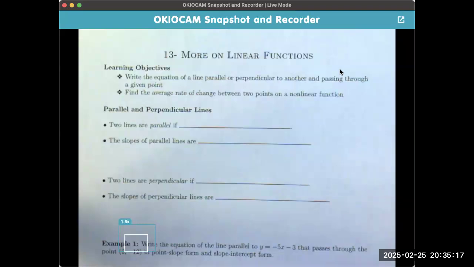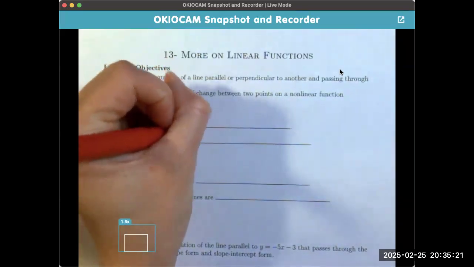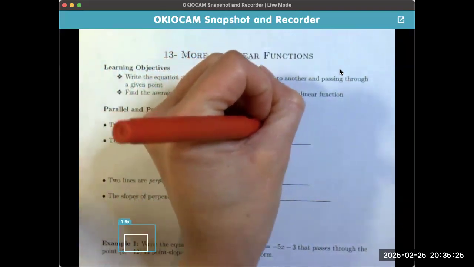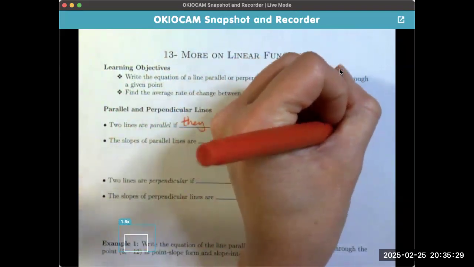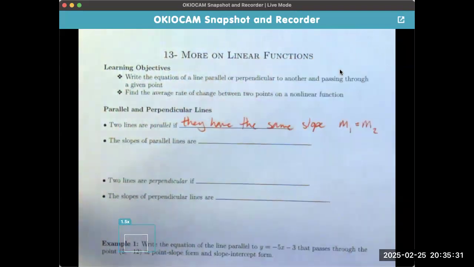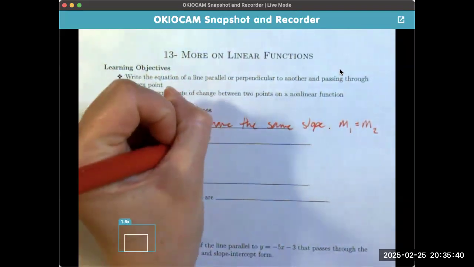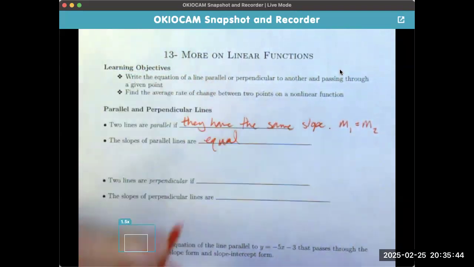So two lines are parallel if they have the same slope. So slope 1 equals slope 2. The slopes of parallel lines are equal.